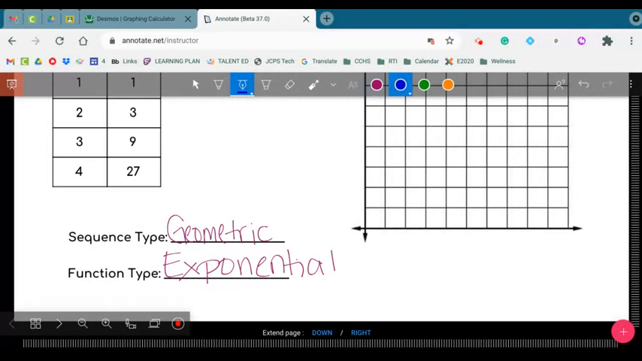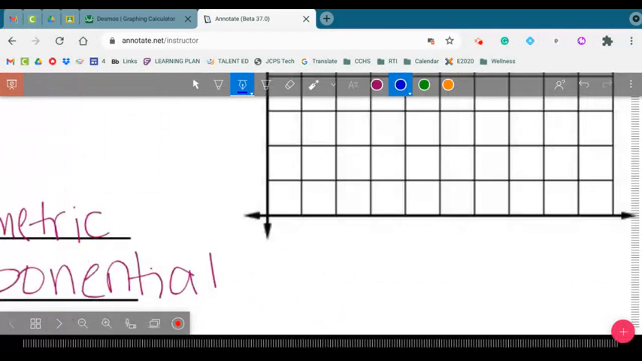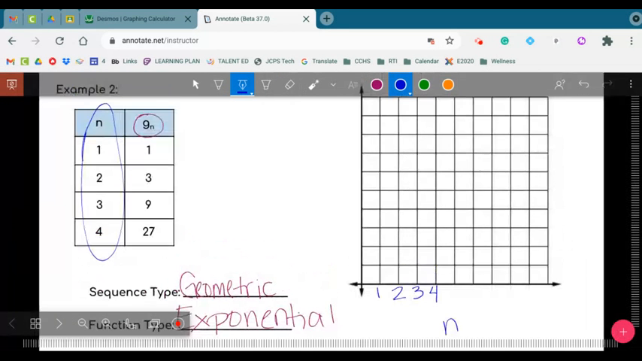Okay, now we're going to go and label our graph. So we have our x values, which are our n's, and 1, 2, 3, 4. So n, 1, 2, 3, 4. And then our y's, we're going to have g sub n and our other numbers. Now, these ones we're going 1, 3, 9, 27.